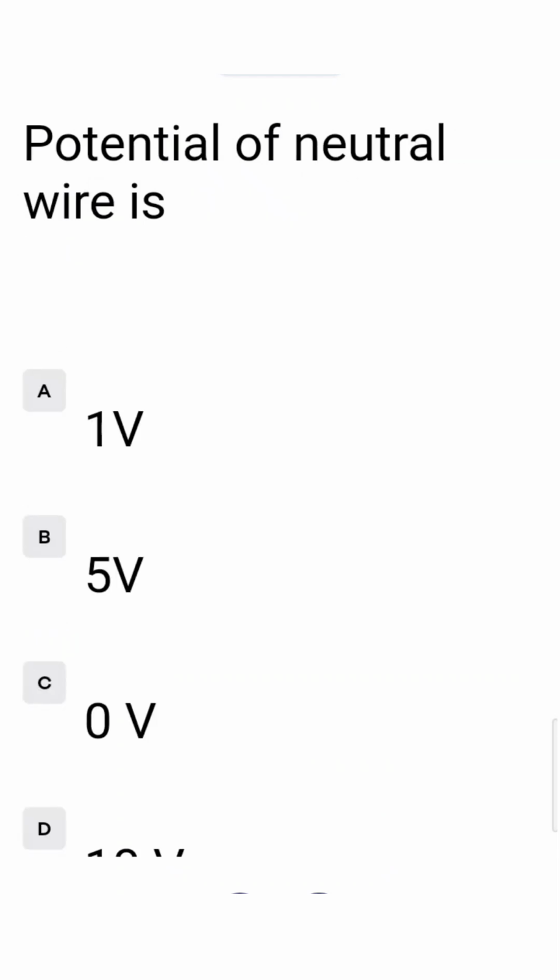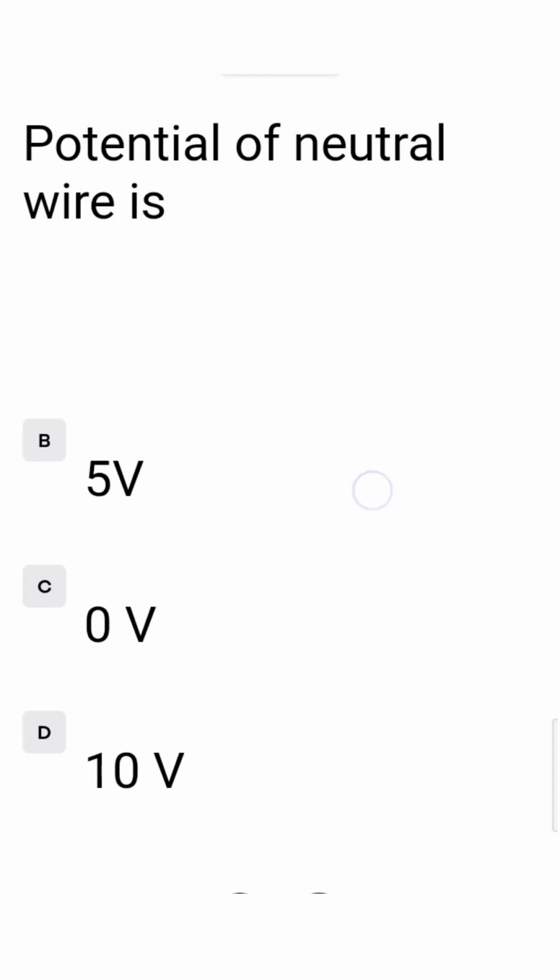Potential of neutral wire is: A: 1 volt, B: 5 volt, C: 0 volt, D: 10 volt. Neutral wire potential is 0 volt, that is option C. So we tick option C.